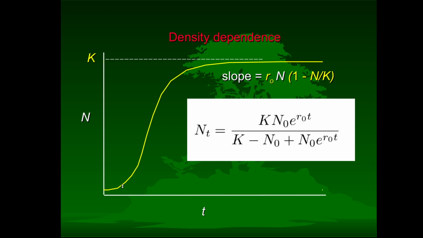So when N is very small, the slope is quite low, close to zero. As N increases, the slope increases to a maximum. And then as N increases some more, it reaches the carrying capacity and the slope becomes zero again. Now you can do some calculus and integrate this differential equation to get a relationship between the population density at time t and t. And this is the equation that you get when you do that integration.